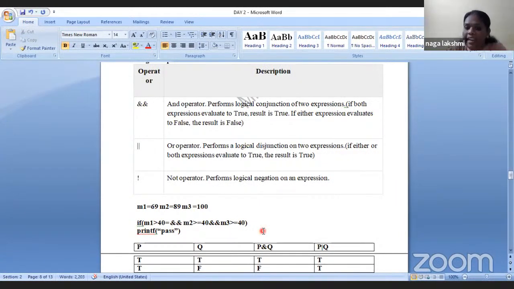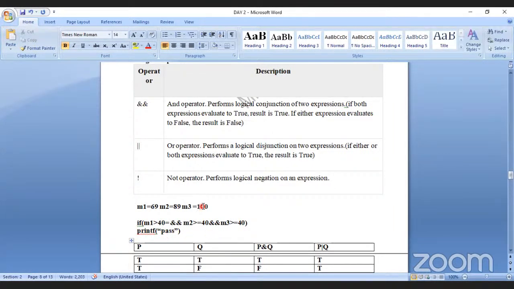All conditions are satisfied and I am applying here the operator called logical and, as we just told you in the truth table. Now all conditions are satisfied, then only it is going to print pass. All are true, so as per the logical and operator the condition is true. Are you getting? Yes, ma'am.